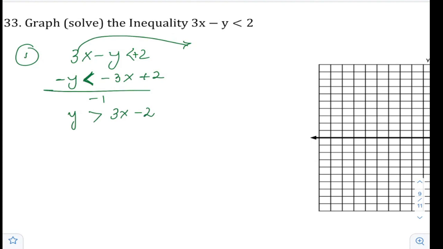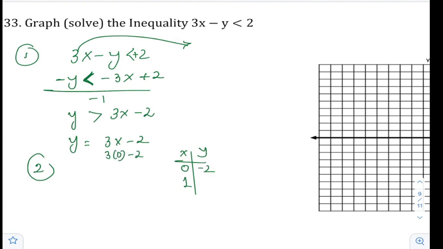So the boundary line is y equals 3x minus 2, and I need a table. So I will generate my table. Assume once x is 0 and once with 1. If x is 0, 3 times 0, 0 minus 2 is minus 2. If x is 1, 3 times 1, 3, 3 minus 2, 1. 2 points are enough to graph a line. So we have to plot the points 0 and minus 2.